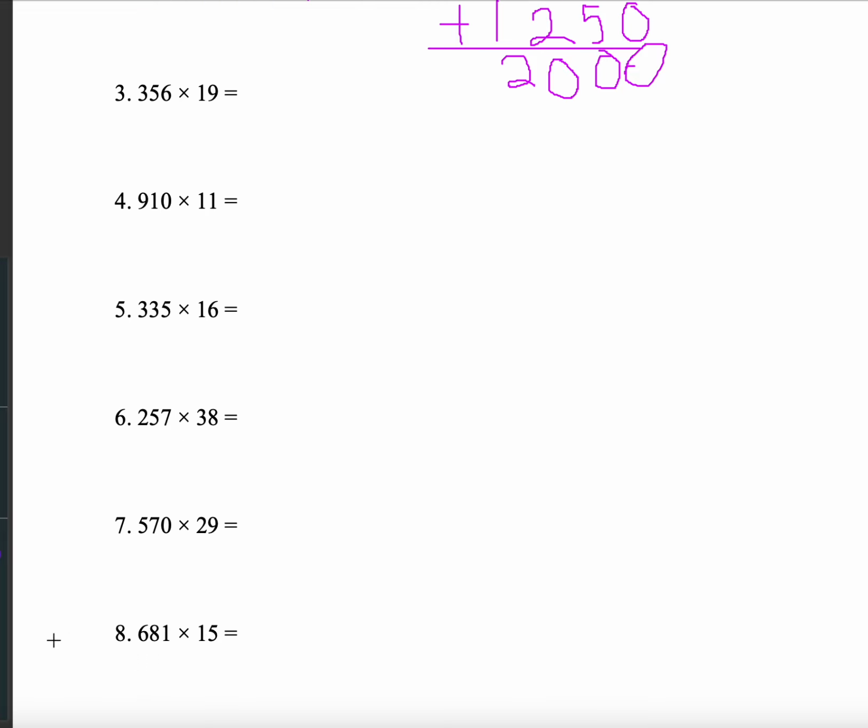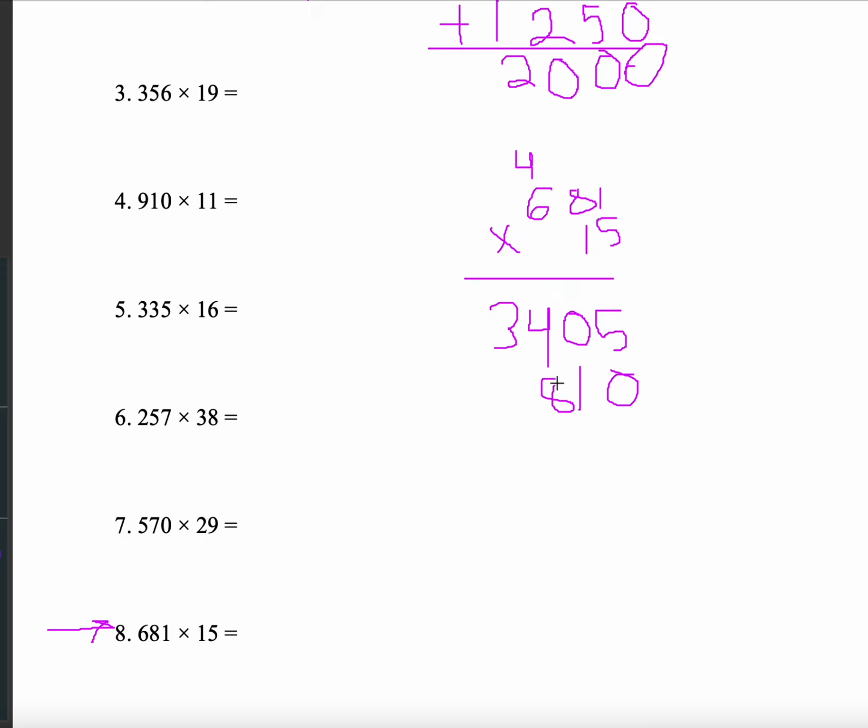And let's try 681 times 15. 1 times 5 is 5, 8 times 5 is 40, we add the 4 here, 6 times 5 is 30, 30 plus 4 is 34, and we add the 0 here so that we can move to the next digit. 1 times 1 is 1, 8 times 1 is 8, 6 times 1 is 6, and now we can add it. 5 plus 0 is 5, 0 plus 1 is 1, 4 plus 8 is 12, we can add that 1 here, 1 plus 3 is 4, and 4 plus 6 is 10.